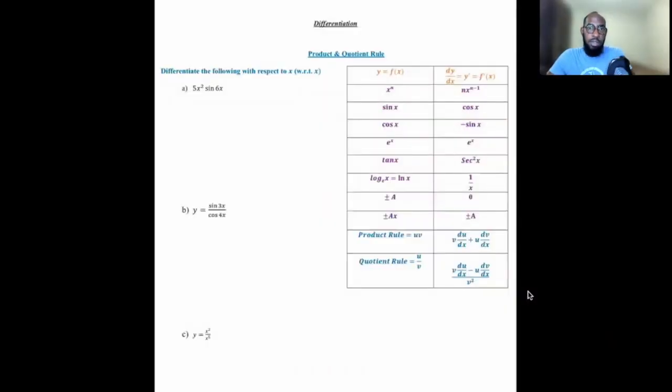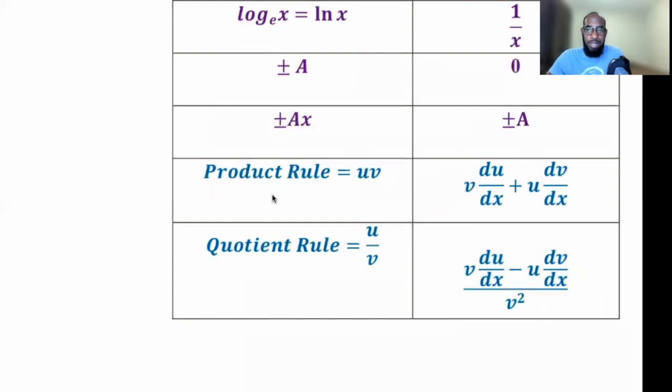To look at differentiation, well, product rule and quotient rule as it relates to differentiation. We still have these rules that we have to follow. We have here the product rule and the quotient rule. Product rule, product relating to multiplication, so uv, and this is the formula for it.